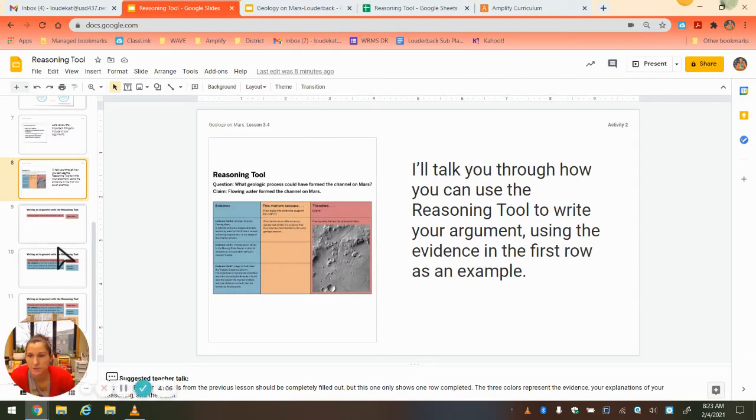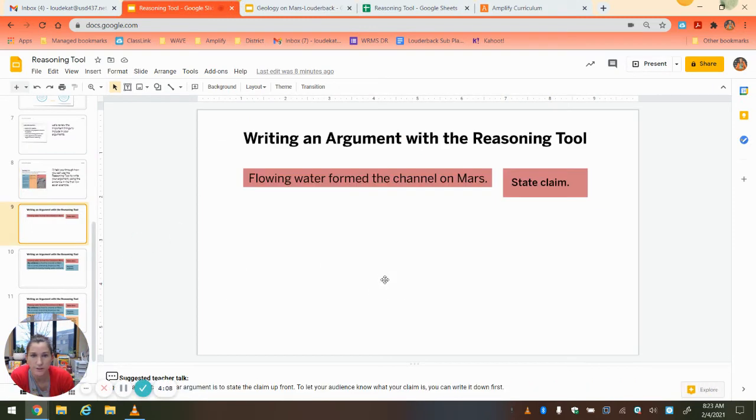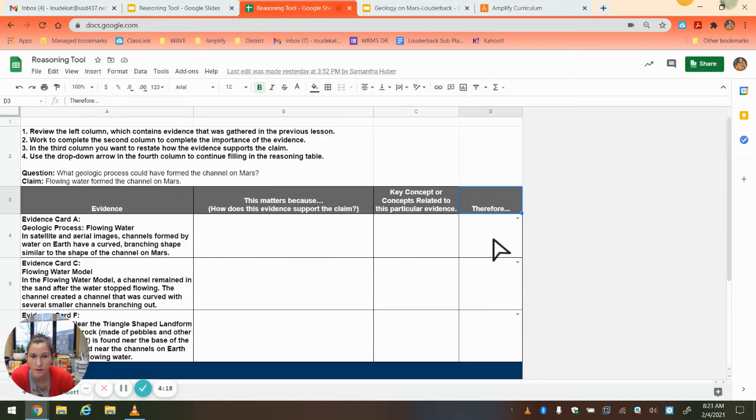Let's go through this. You want to start with your claim itself: flowing water formed the channel on Mars, in your reasoning tool. When I go to my reasoning tool and I see that evidence card A is about flowing water, I'm going to select that flowing water created the channel on Mars.